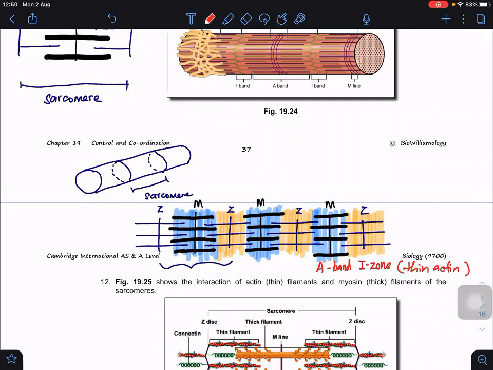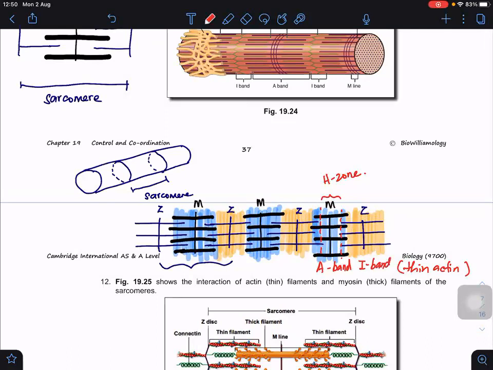But in between, within the A band, you have this slightly lighter color zone here. Are you clear? This zone is known as the H zone or H band. So we have the I band, the A band, and also the H zone.